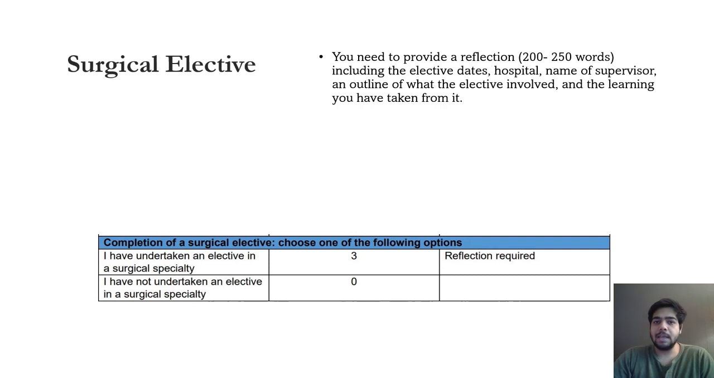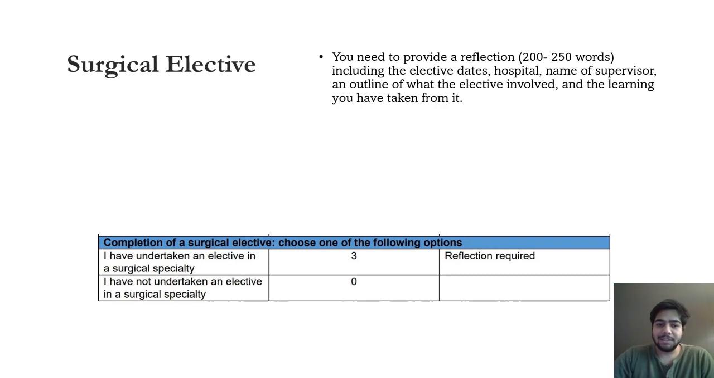Next one is a surgical elective. Now this is for a much longer duration, and you will need to provide a reflection which is about 200 to 250 words, including the elective dates, the hospital where you went to, the name of your supervisor, and an outline of what the elective involved and what kind of learning you have had from it.